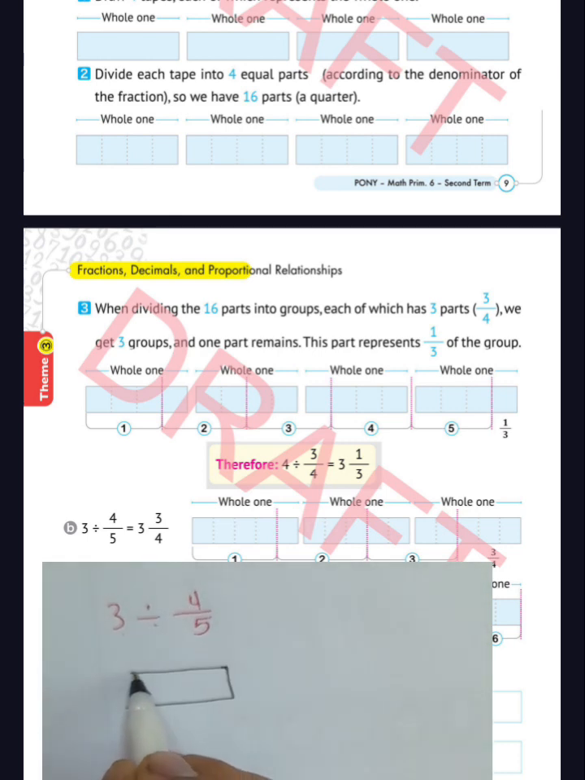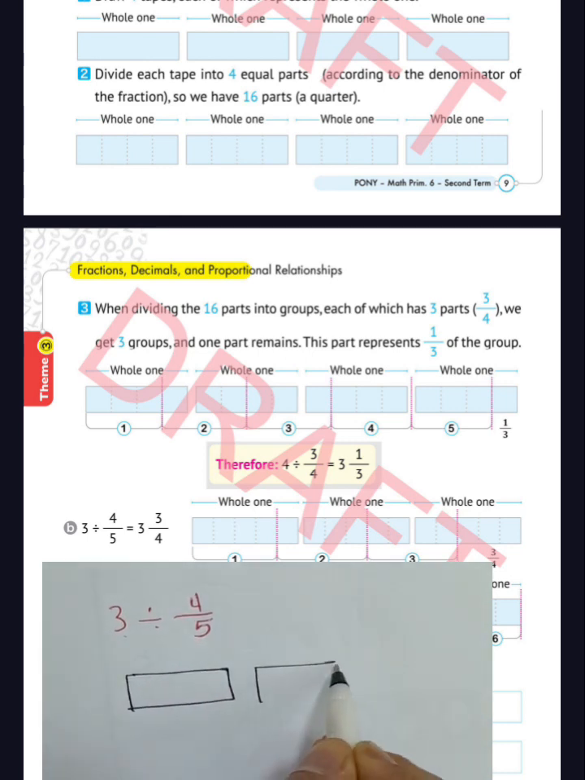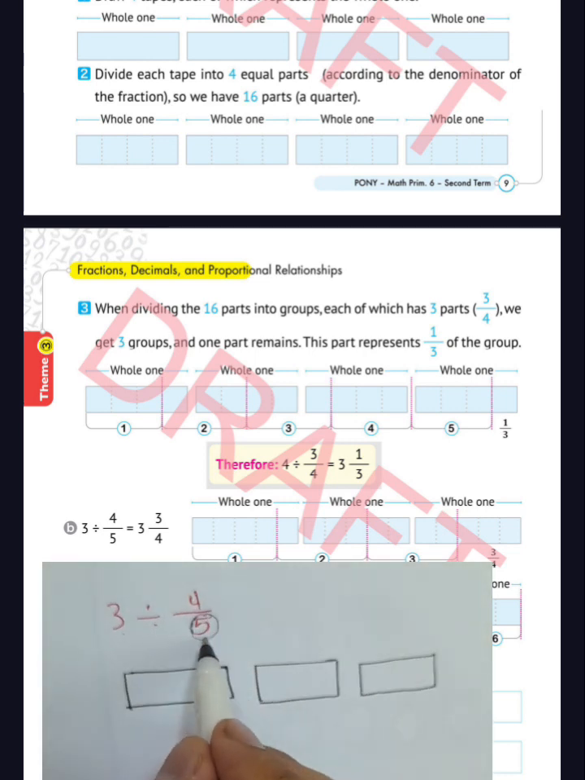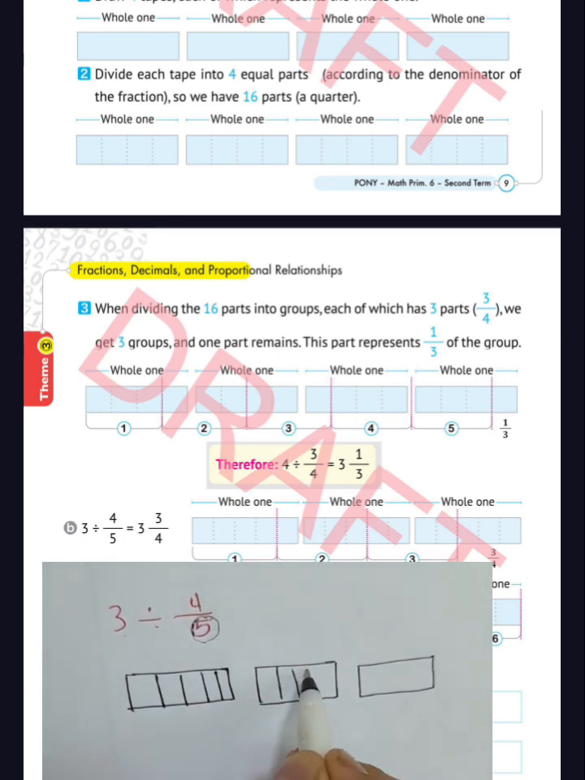1, 2, 3. And I will divide each one of them into five parts. One, two, three, four, five. One, two, three, four, five.